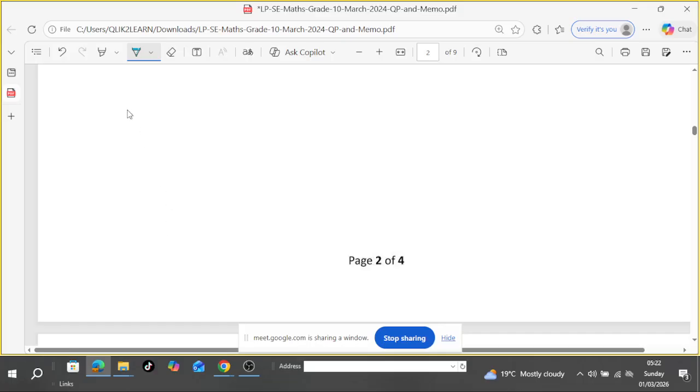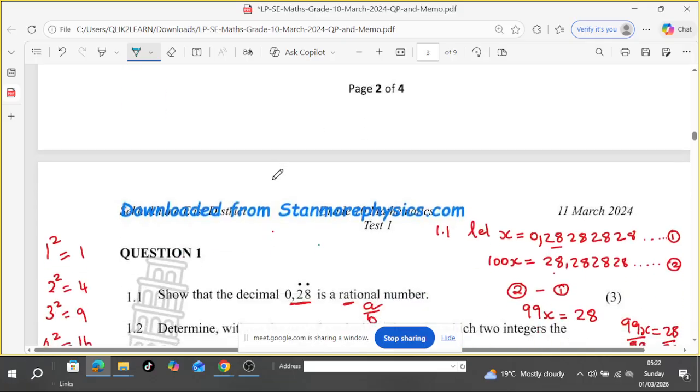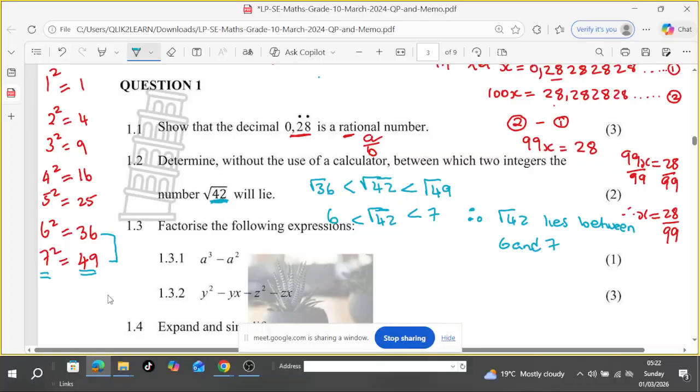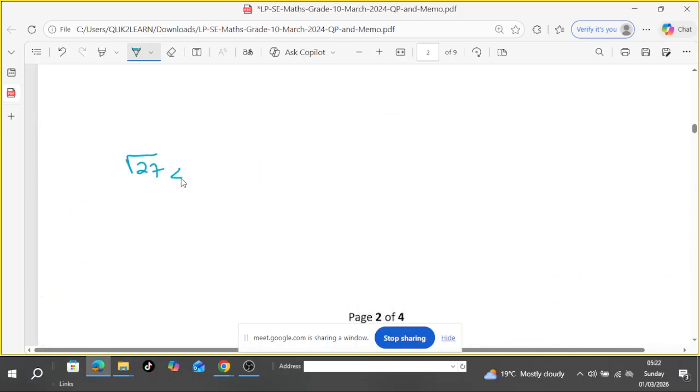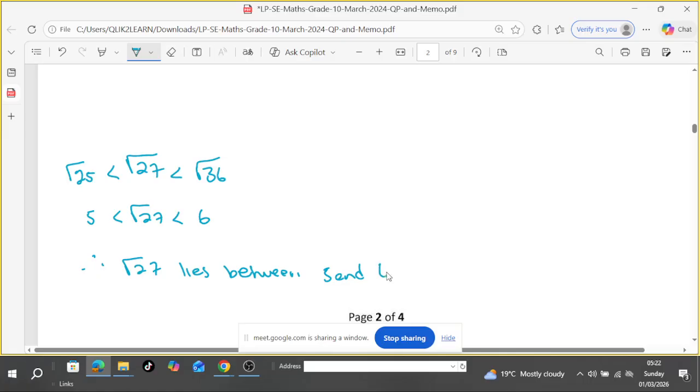If I ask you where the root of 27 is lying, we need to find the perfect squares that 27 is between. Look at this, 27 is between 25 and 36. So we're going to say the root of 27 must be less than the root of 36 and greater than the root of 25. So the root of 27 will be between 5 and 6. Therefore you write and say root 27 lies between 5 and 6.